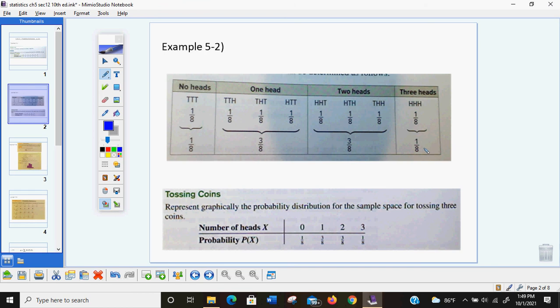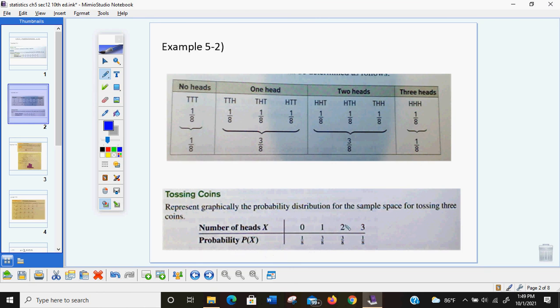That happens 1 time. So down here, for the number of heads, they put 0, 1, 2, or 3. Okay? And then they put the probability of each below it. So to get no heads, that means all 3 tails is 1/8. To get 1 head, that's this group. That's 3/8. That's the probability of X.